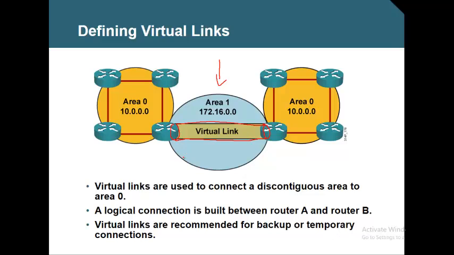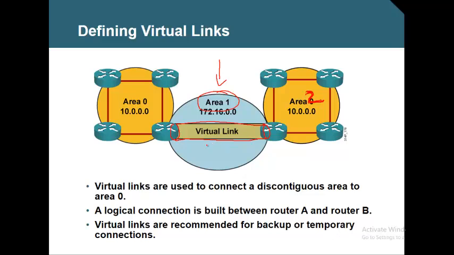But this is not the only use case. You see, here let's say you got area 2. Then also you need a virtual link. You know why? Because area 2 cannot talk directly to area 1. We learned in the beginning, right? Every area should be connected to the backbone.